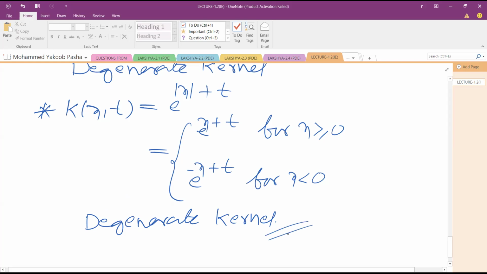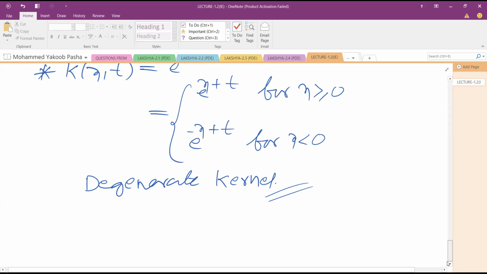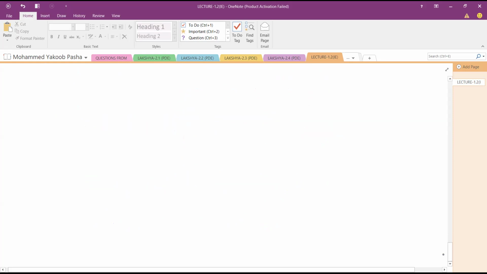Okay. Now this is how we can identify whether the kernel is degenerate or not. We can see the product of x terms and t terms, and there is a summation between them. That is called a degenerate kernel. A degenerate kernel is also known as a separable kernel. Now, the solution of the integral equation.